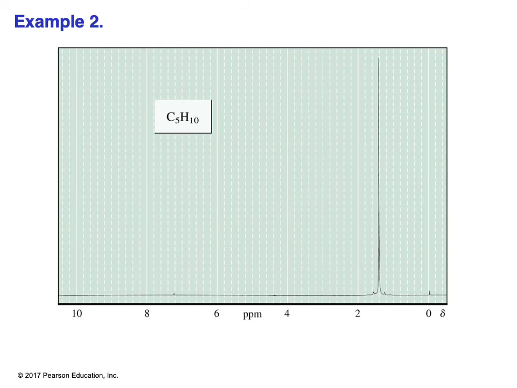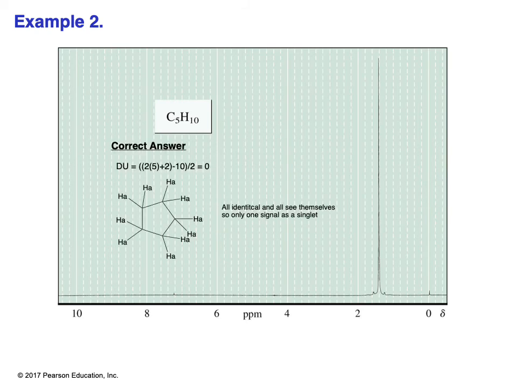This next example is showing you the power of symmetry in simplifying an NMR spectrum. So you can see that we have a molecular formula that has a bunch of atoms, C5H10, with a DU of 0, but we only have 1 signal in the NMR, and it's not split at all. It's a singlet, which means that, in theory, the hydrogens have no nearest neighbors that are different from them.